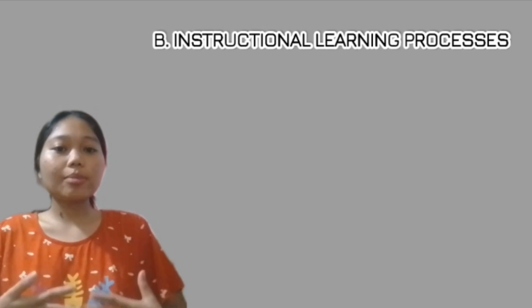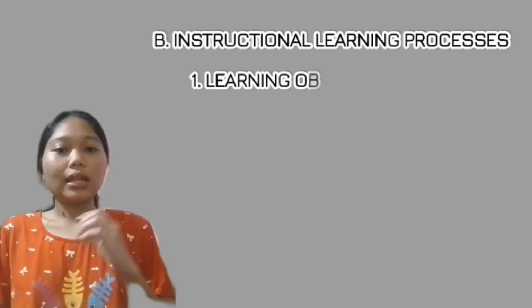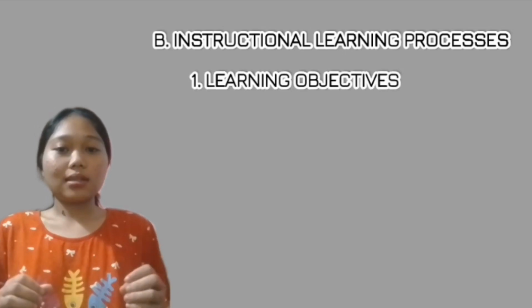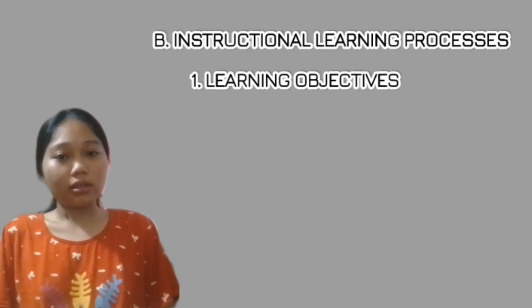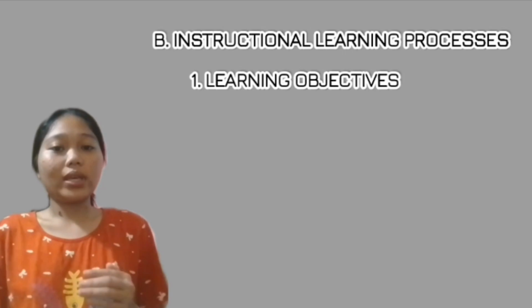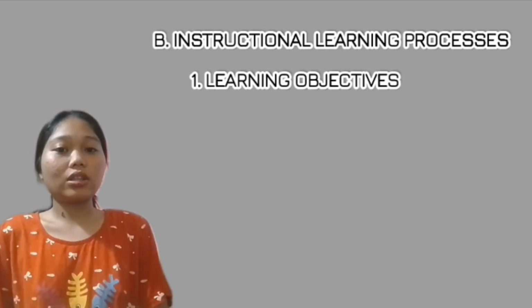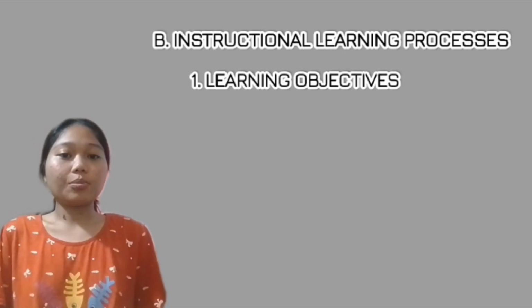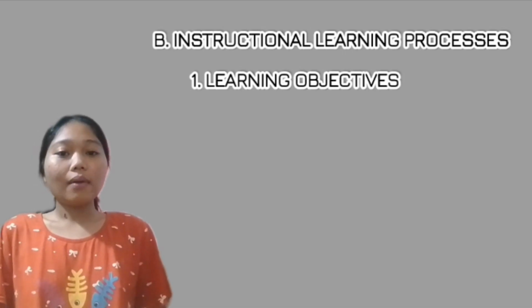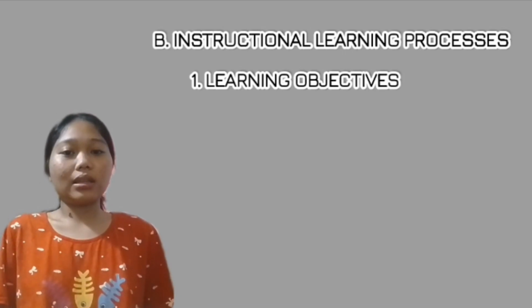So let's proceed to letter B, which is the instructional learning processes. Number one is learning objectives. Lesson objectives list what a student will be able to do after completing the lesson. These objectives let you easily tell if your lesson has effectively taught your students new concepts and skills. It can feel overwhelming to pin down specific takeaways for a lesson, but you can break the process into steps to do it in a breeze.